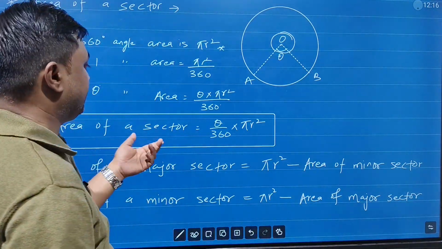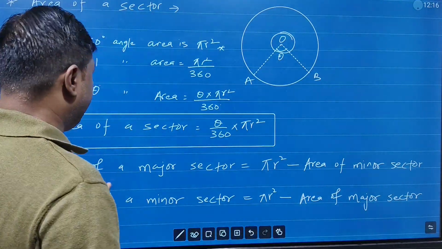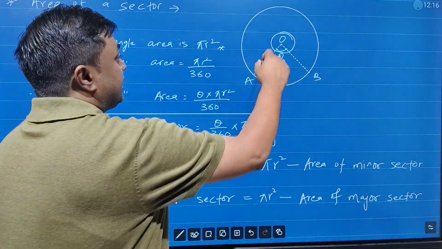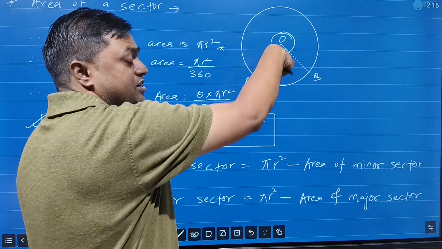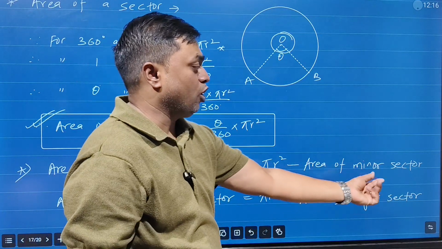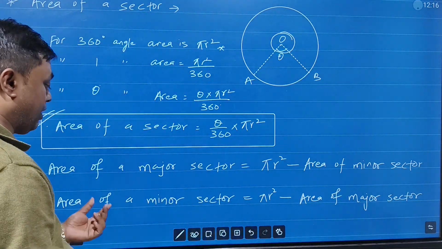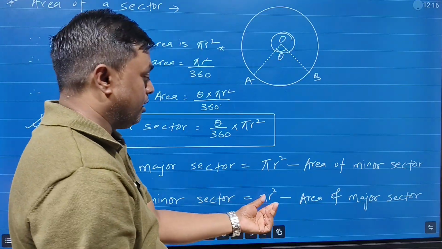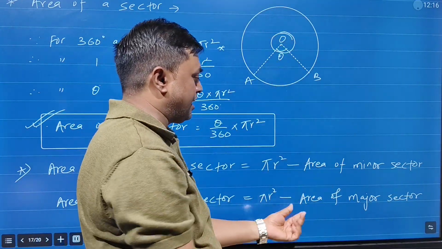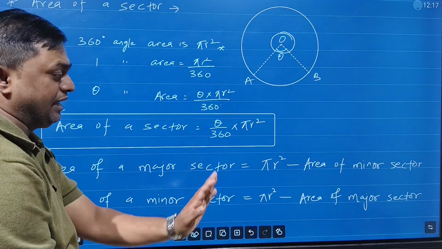So area of sector is theta by 360 into pi r square. If you want to find the area of a major sector, what will we do? Area of a circle minus area of minor sector. So pi r square minus area of minor sector. Similarly, if you want to find the area of a minor sector, pi r square, which is the area of the circle, minus area of major sector. Okay, to find the minor, subtract the major from the area of the circle.